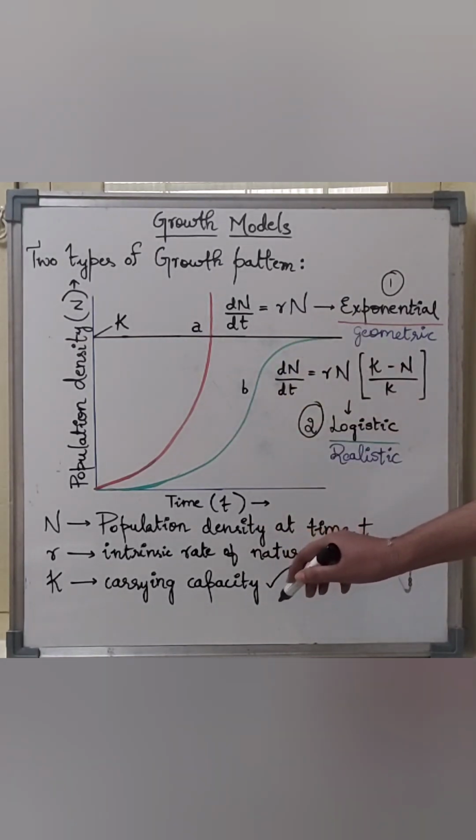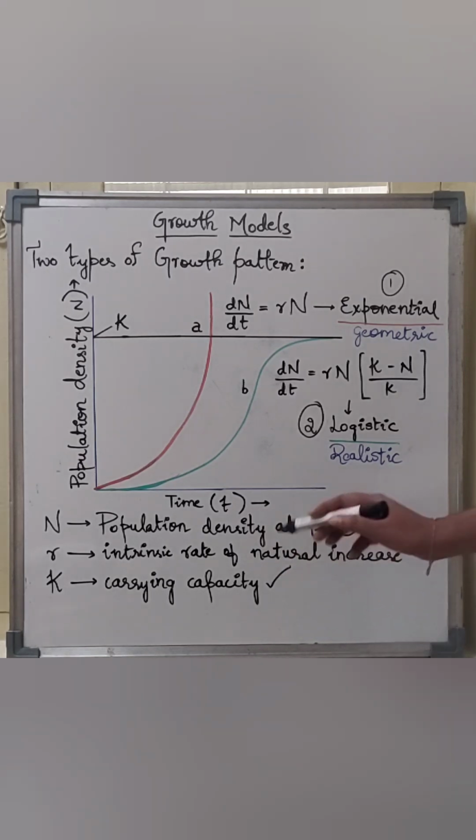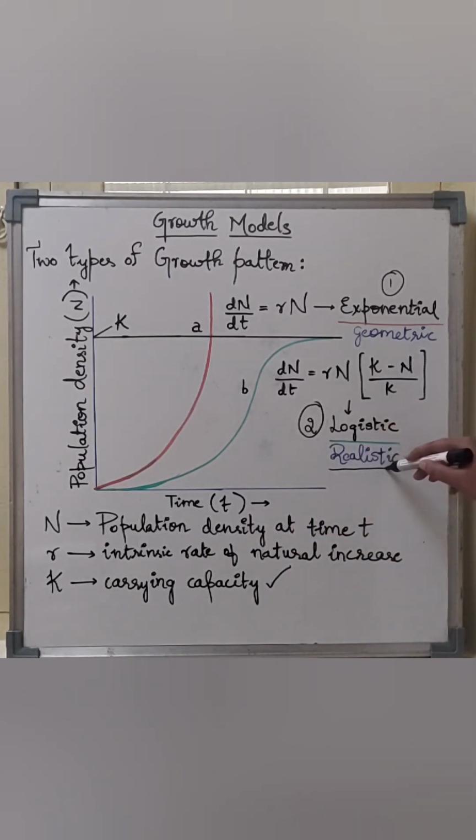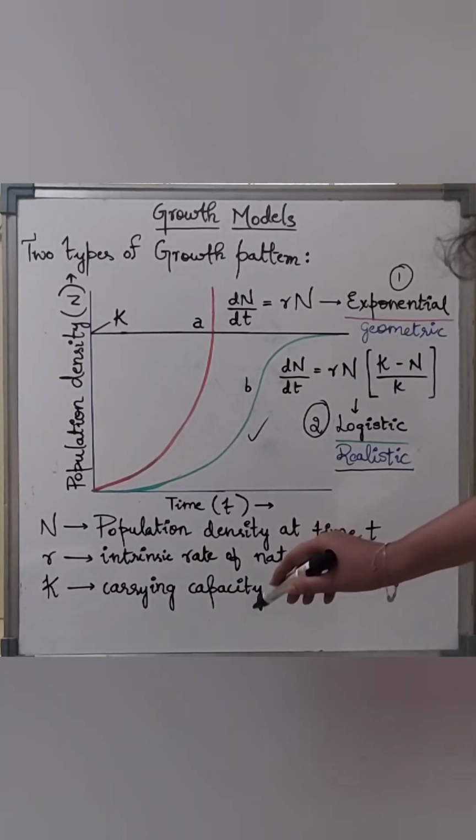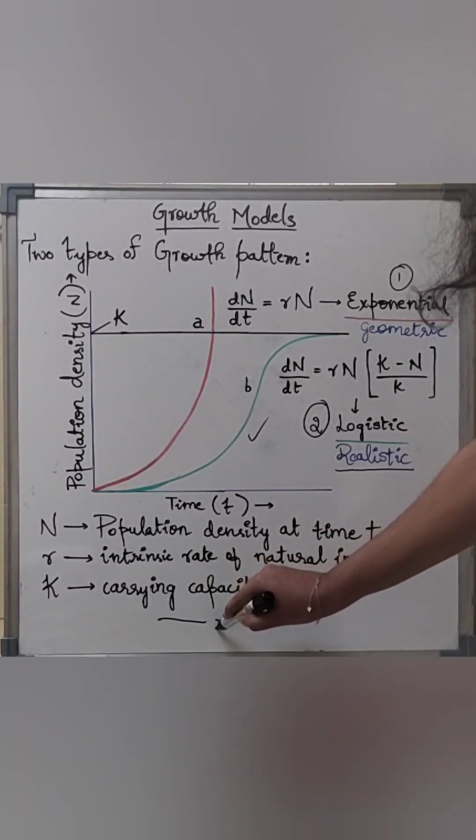So since this is the type of growth that occurs in most of the populations, we call it realistic growth in nature. With this, we end our topic, growth models.